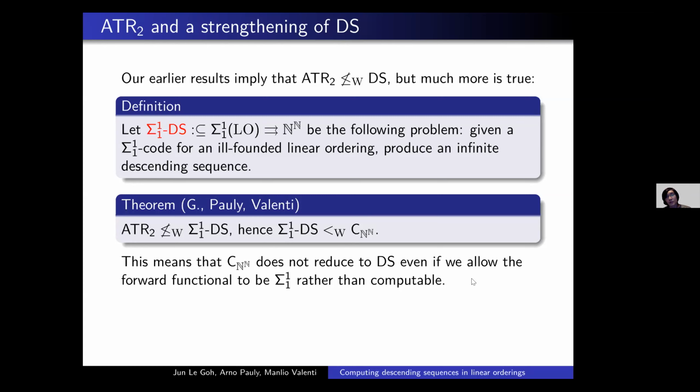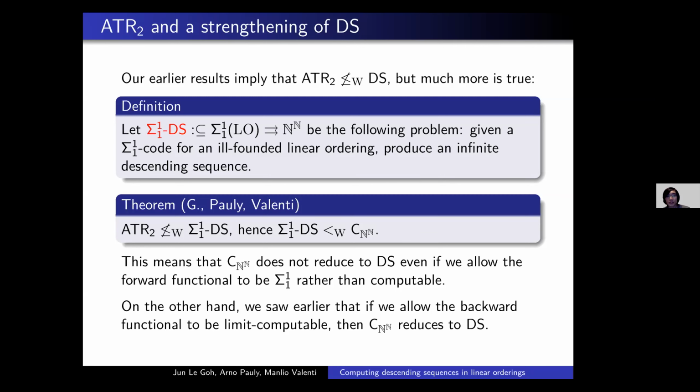I want to compare this to what we saw near the beginning, which talks about the backward functional. In the beginning, we saw that if you do this Kleene-Brouwer thing, as long as you allow the backward functional to be limit computable, then you do get a reduction from choice on Baire space to DS. So just a little bit of extra power in the backward functional allows you to do this. But even if you strengthen the forward functional by a lot, you still cannot get this reduction.